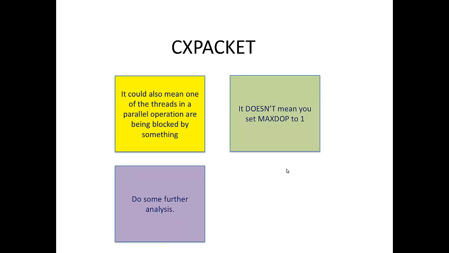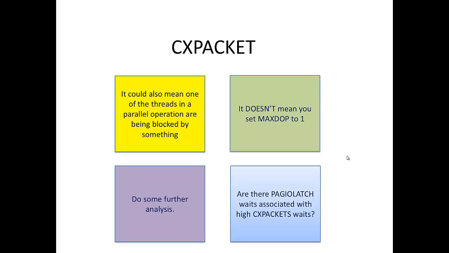So do some further analysis. Let's find out why they're spinning up these CX packets. Let's find out why these threads, maybe one of them is blocked, maybe one of them finished faster than another. Secondly, are there page IO latch waits associated with these high CX packet waits? If you see a lot of page IO latch waits associated with CX packet waits, then there's a good possibility you have some table scans going on. And you should be able to tune those table scans.